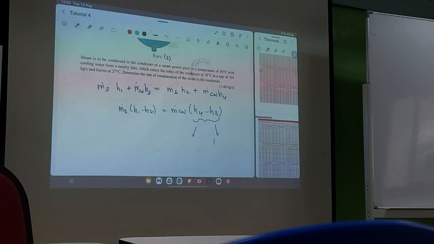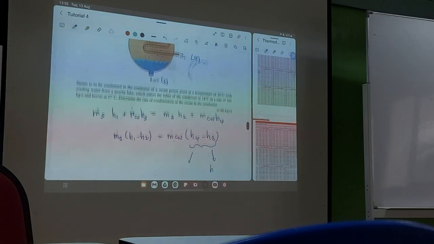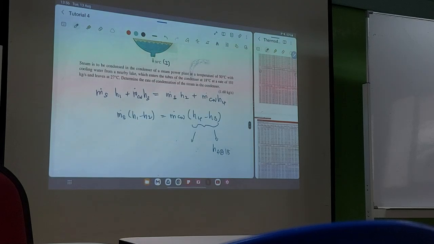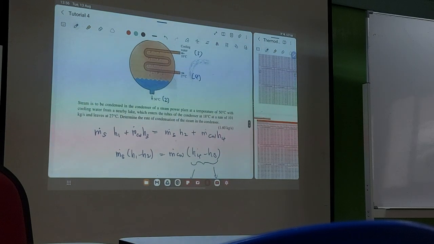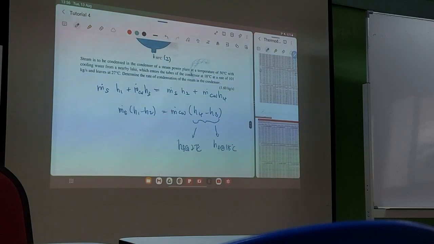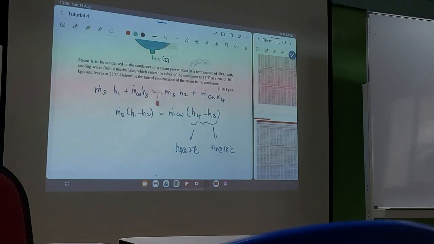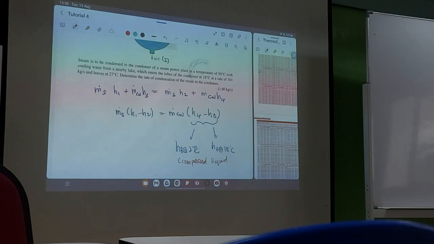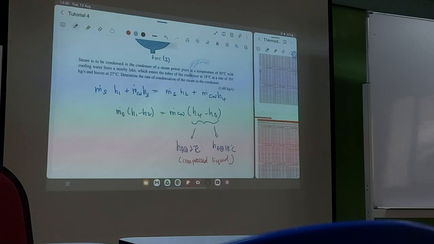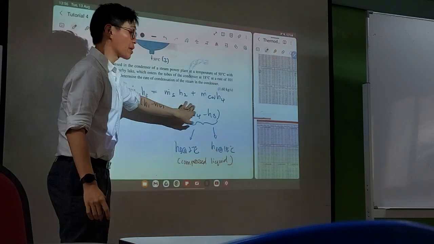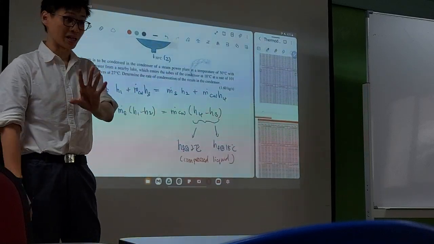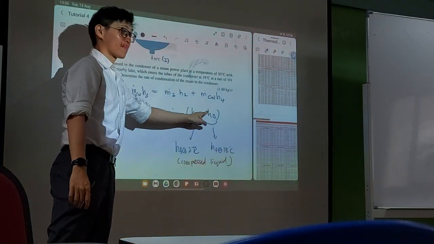H4 and H3 will be, so water is compressed liquid, right? So this will be HF at 18 degrees Celsius. This will be HF at 27 degrees Celsius. Because you treat them as compressed liquid. Okay? Just use this method. This method will be more accurate than using Cp delta T. Meaning compressed liquid, at this temperature, you can treat them as saturated liquid. So use the saturated liquid value for the H.